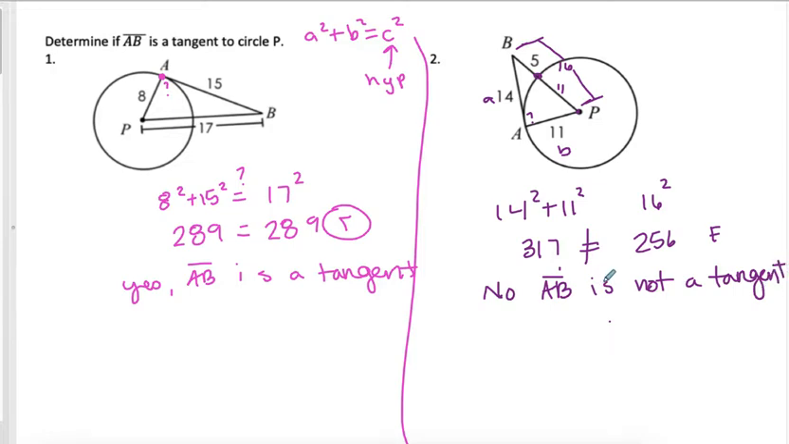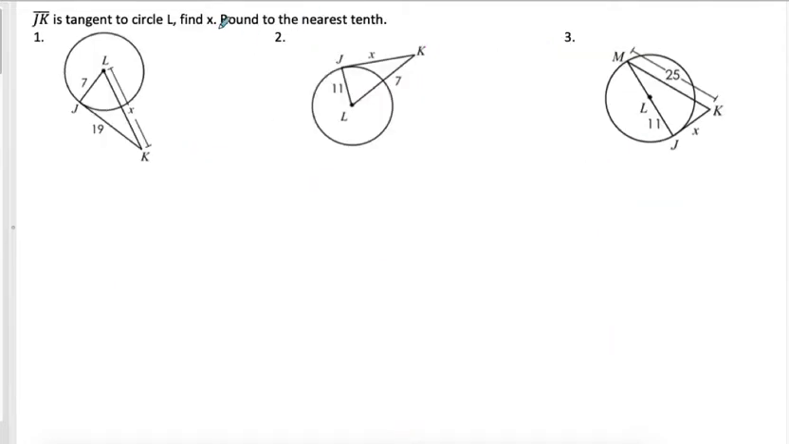And so this is how we can check to see if we have a tangent. On the next ones, it's going to say, given a tangent, can we find x? Round to the nearest tenth here.